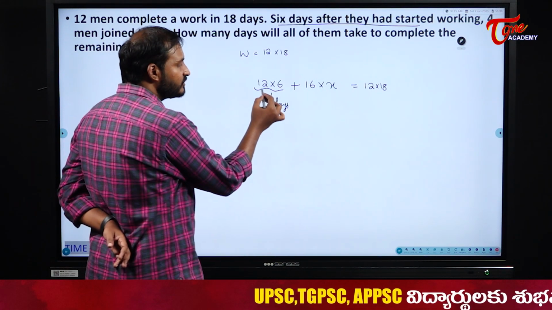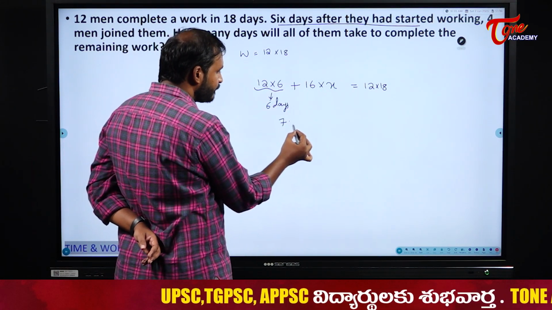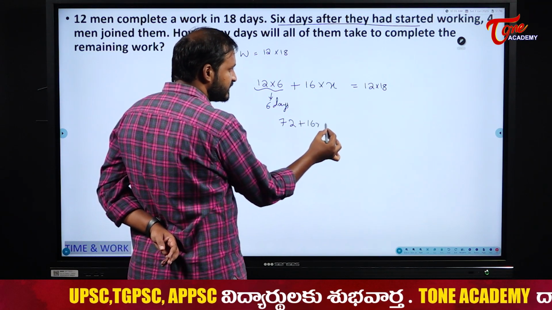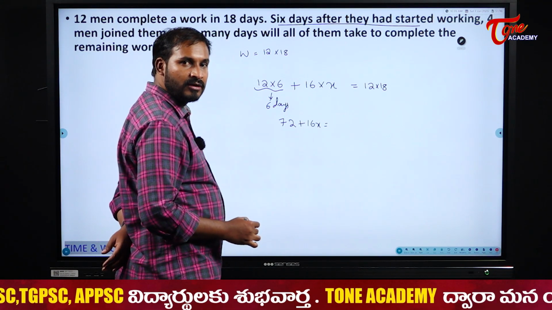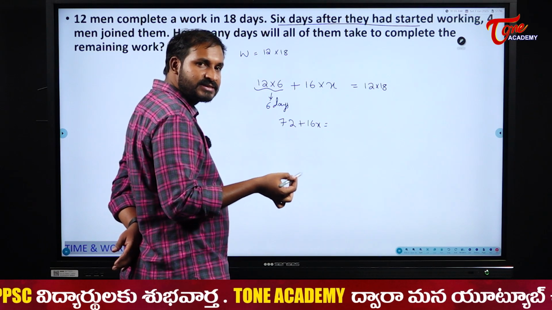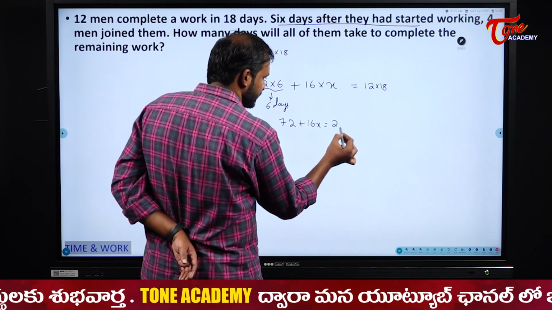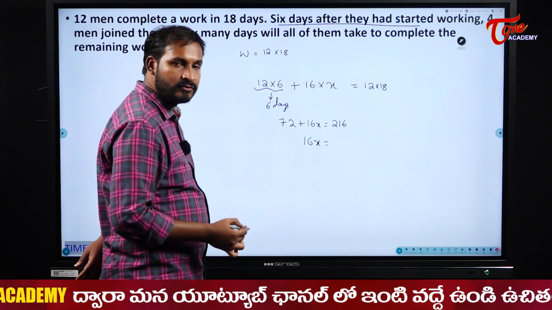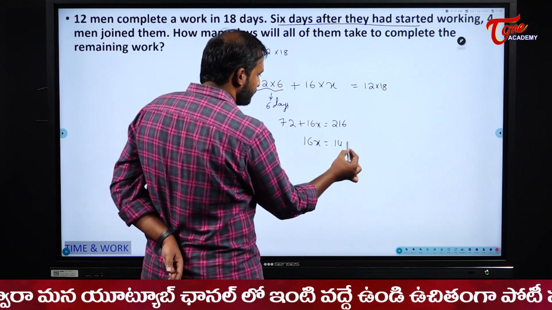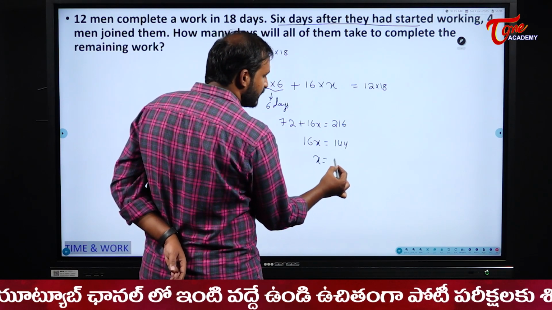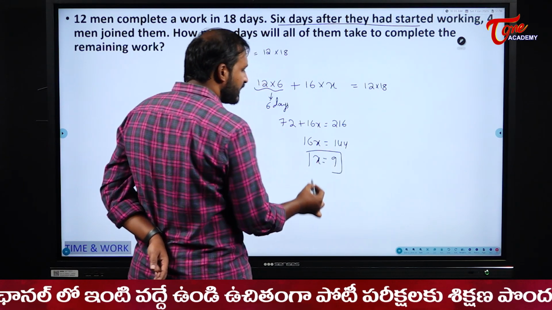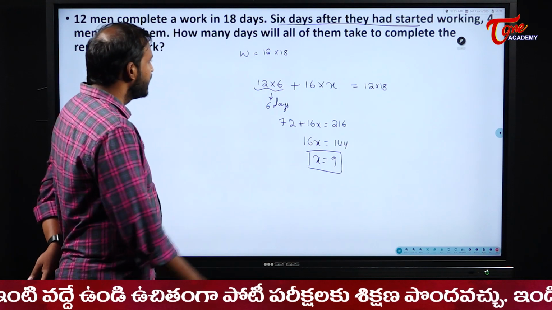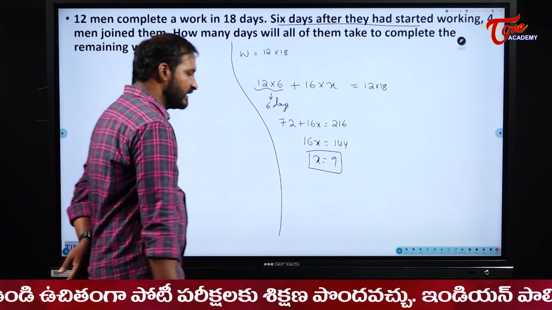Okay, so now what happens to this? 12 6s are 72 plus 16x is equal to 12 18s, or else 18 12s are 180 plus 36. It becomes 216. So 16x becomes 216 minus 72, which is 144. X value will become 9. So the remaining work can be finished in 9 days. This is with the general understanding.